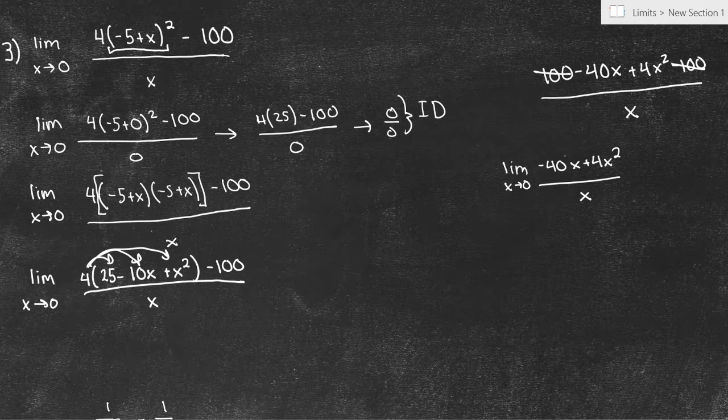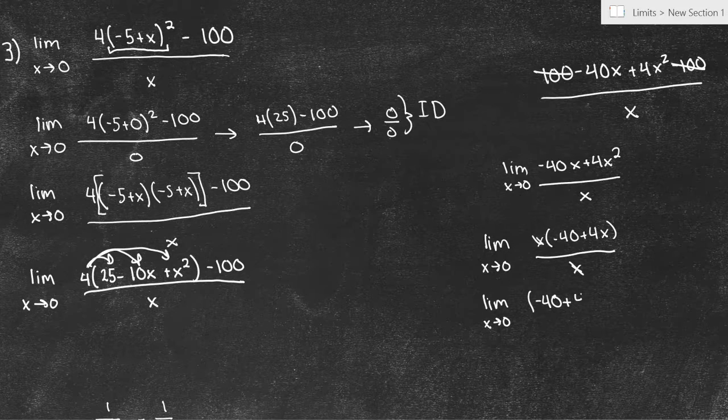We can factor out an x from the top. So limit as x approaches 0, x times negative 40 plus 4x, divided by x, and this is something that we know how to do. We can cancel these out, and now we can say limit as x approaches 0, and we're left with negative 40 plus 4x. And now we have another new form, so we can start at the top of our steps again, try substitution. Let's see what we get. We're going to get negative 40 plus 4 times 0. That's looking good. 4 times 0 is just 0, so the limit as x approaches 0 is just negative 40.